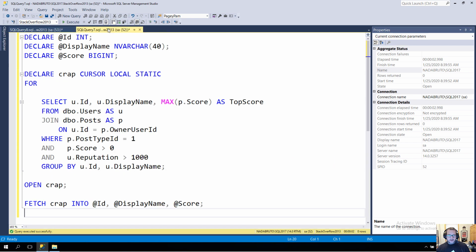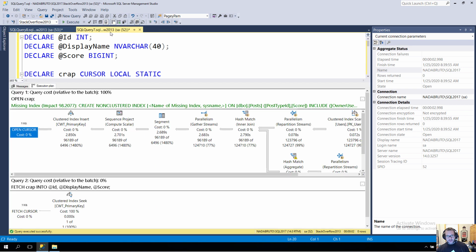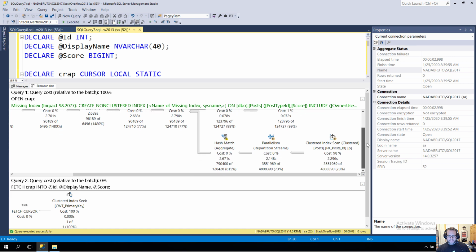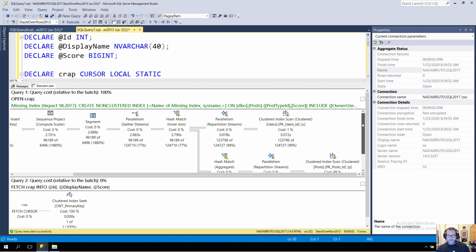But over here, we have a cursor with my favorite cursor option, LOCAL STATIC. And when we look at the query plan for LOCAL STATIC, we can see that we do not have the same parallelism inhibitor going on that we did in the FAST_FORWARD plan.